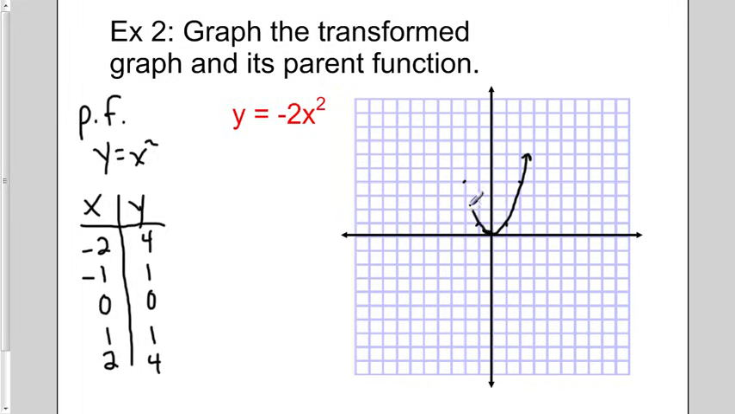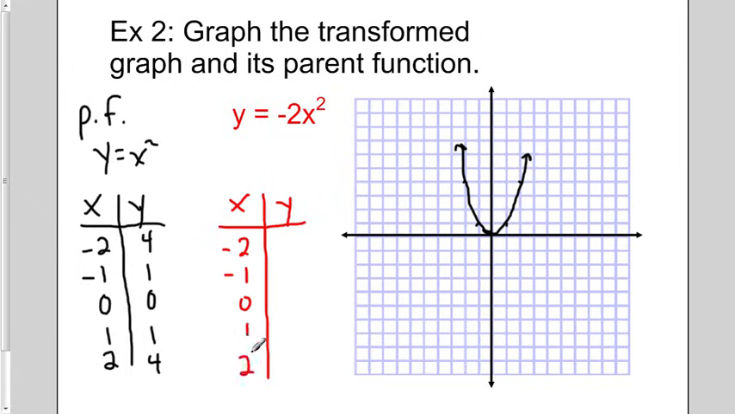Okay, and then there's the left side. For some reason, I can draw the right side well. So this one, I know the negative is going to flip it upside down and the 2 is going to stretch it out. But let's do a table just to see kind of what happens. So we'll do x and y. And I'm going to do the same x values. So -2, -1, 0, 1, and 2. And then I'm just going to plug those in.